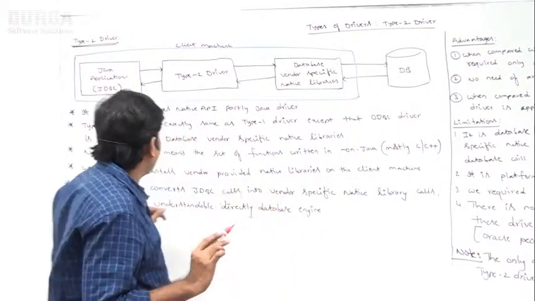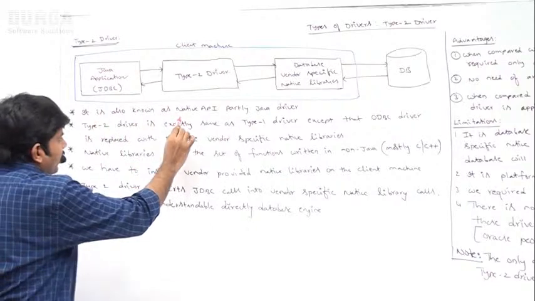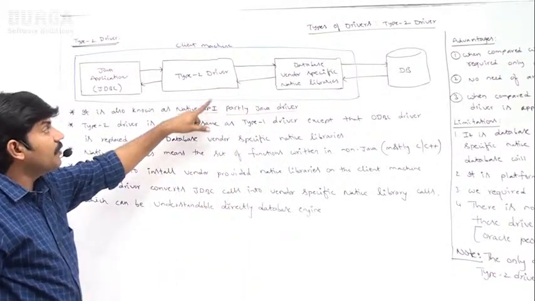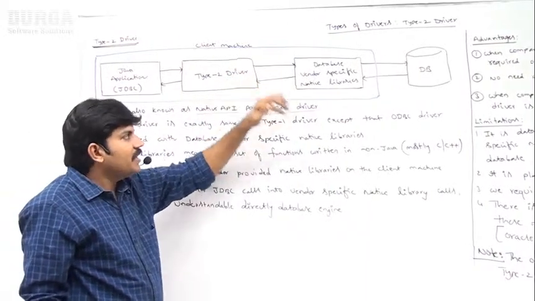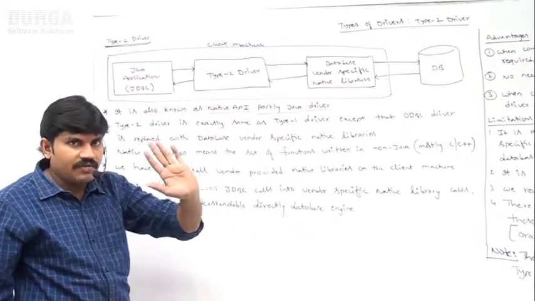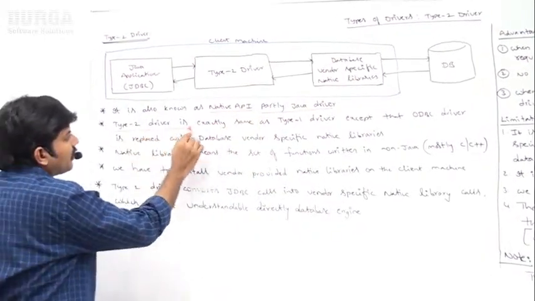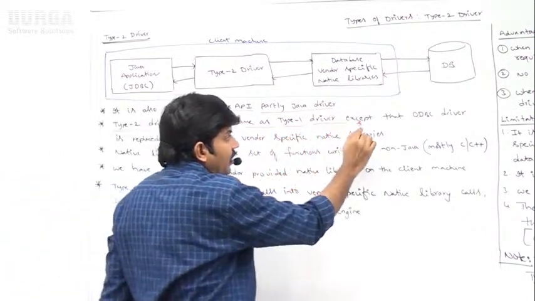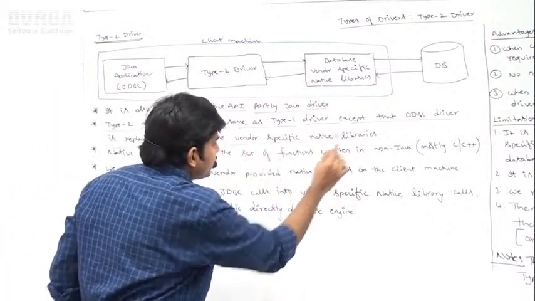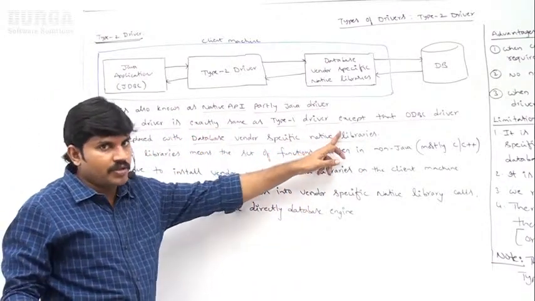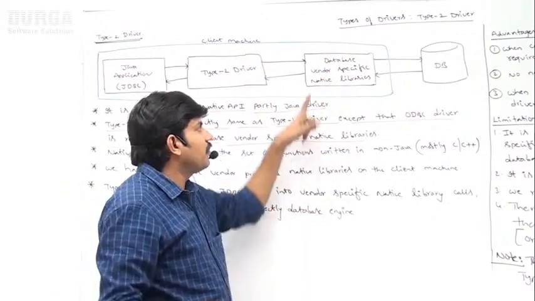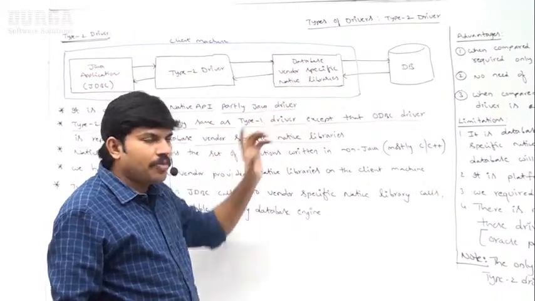Now observe, it is also known as the native API, partly Java driver. Native API because this driver internally uses native libraries. That's why native API, partly Java driver. Next, the type 2 driver is exactly the same as the type 1 driver, except that the ODBC part is replaced with database vendor-specific native libraries. Obviously, in the case of type 1, the ODBC part is there. That ODBC part we replace with database vendor-specific native libraries.